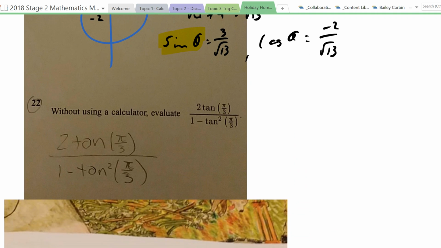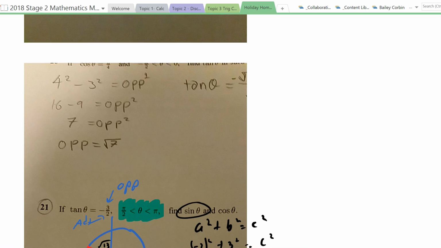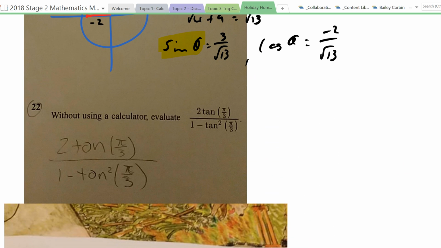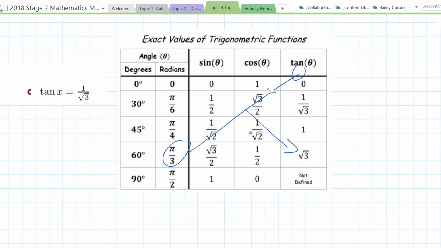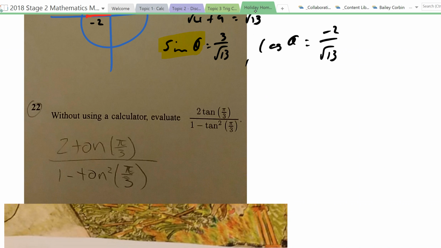Alright, evaluate without using a calculator. I assume because you circled it you want help as well. Alright, so first of all we need to know what tan of pi on 3 is, because that's coming in a couple of times. So tan of pi on 3 is root 3. So tan of pi on 3 we can replace with root 3.